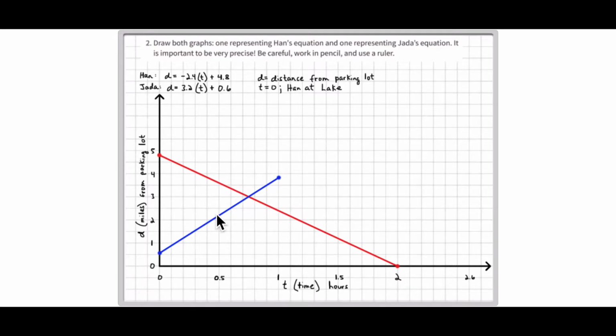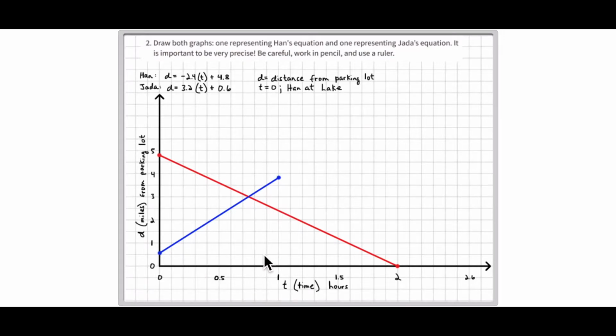Jada, on the other hand, starts out when Han is at the lake, 4 8/10 miles from the parking lot. Jada is already 6/10 of a mile from the parking lot. She has started to walk towards the lake. Now her graph is going up because she's getting farther and farther away from the parking lot each hour. And she is traveling at a rate of 3 2/10 miles per hour.